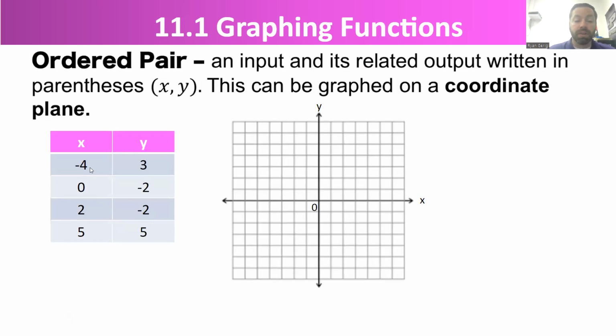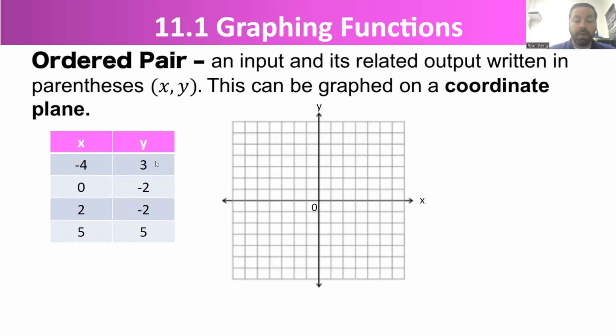So here's a table, and we're going to plot these points. If the x-coordinate is negative, that means you go left. If the x-coordinate is positive, that means you go right. If the x-coordinate is 0, that means you stay right where you're at, right in the middle. With the y-coordinates, if it's positive, you go up. If it's negative, you go down, and if it's 0, you stay on. You don't go up or down, you stay right in the middle horizontally.